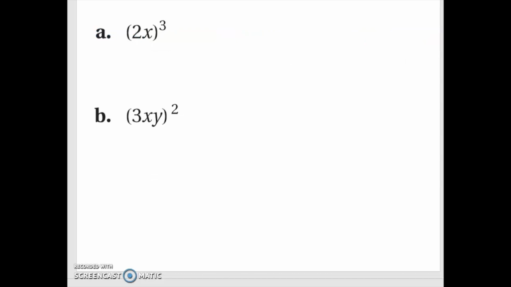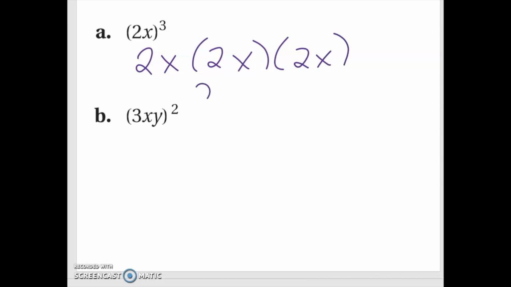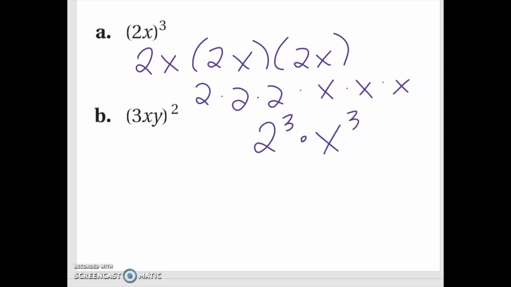So looking at this first example, again, I'm going to start by expanding it out, and then I'm going to show you a shortcut. This would be 2x happening 3 times. So that would be 2x times 2x times 2x. And then if I rearrange that, I have 2 times 2 times 2 times x times x times x. Now, depending on what the directions said, if it said exponential form, I would write 2 to the third times x to the third. If it said to simplify, I would actually multiply out. 2 times 2 times 2 is 8x to the third.